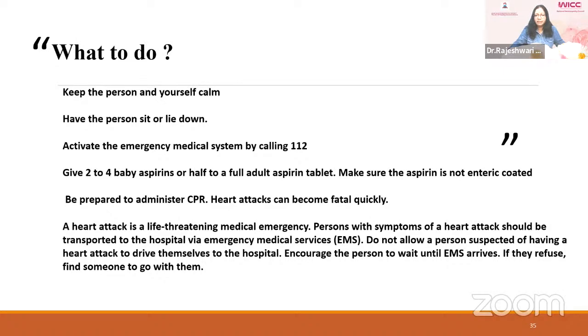Heart attacks can become fatal quickly. Remember, 10 minutes is the golden time, and the first 2 minutes are very crucial. Everything should start within 2 minutes: CPR should start, and identification should also be done. Heart attack is a life-threatening medical emergency, and persons with symptoms of a heart attack should be transported to the hospital via the emergency medical services.